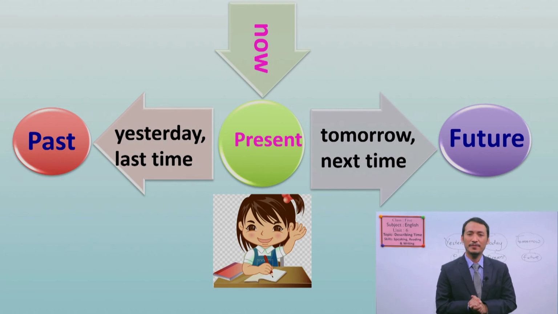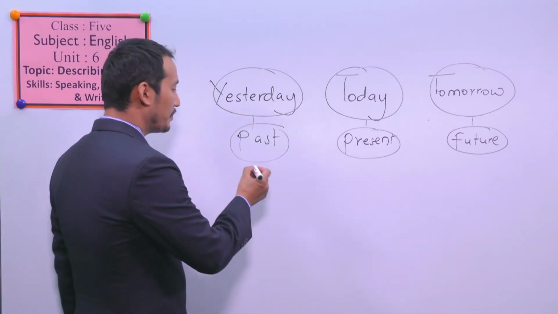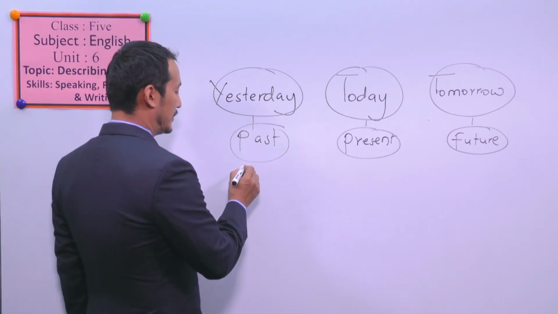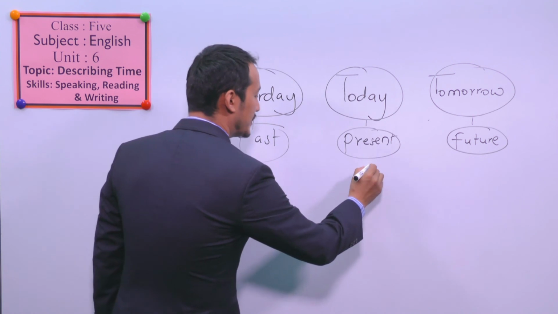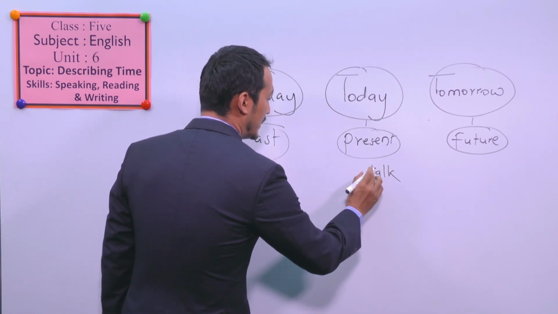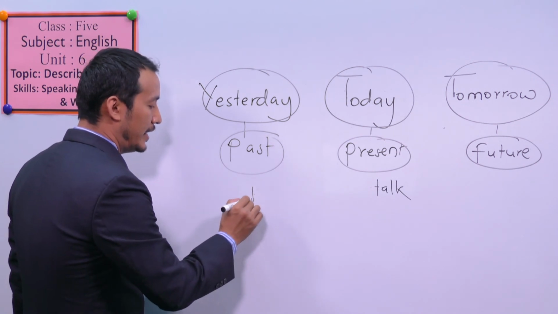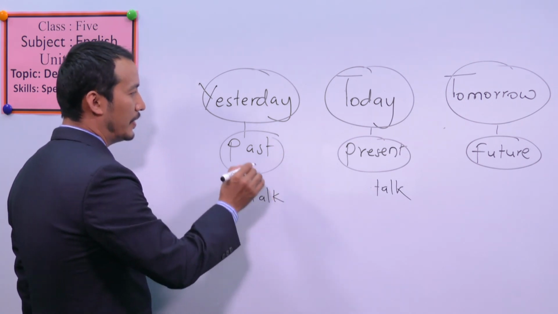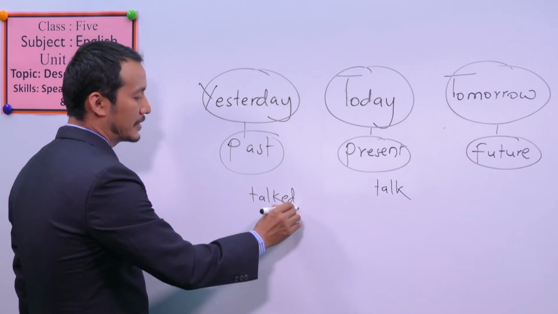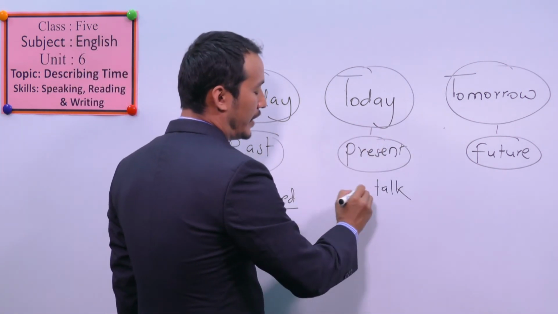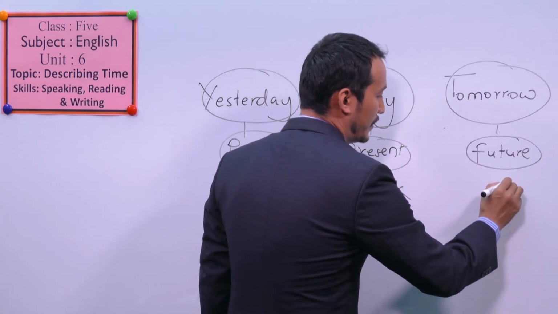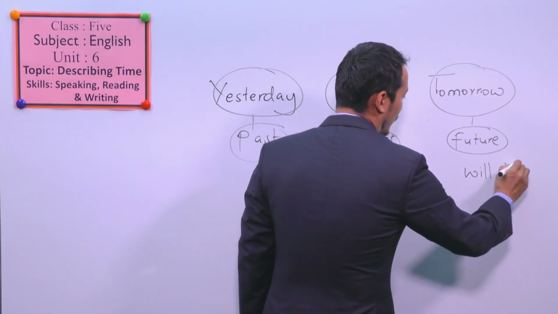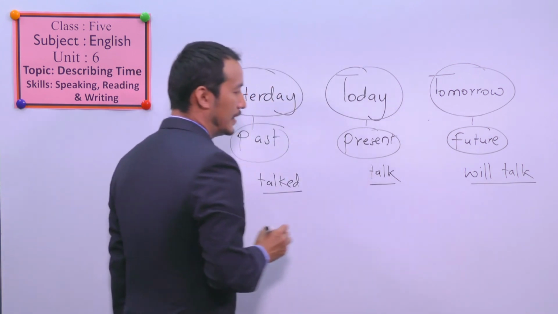And we have different verbs for them. Let me show you. For past, we use different words. For example, for talk, you say in present simply talk, okay? And in past, you say talked. Or yesterday, I talked. Today or every day, I talk here. And in future, you use will plus first form of verb like this.